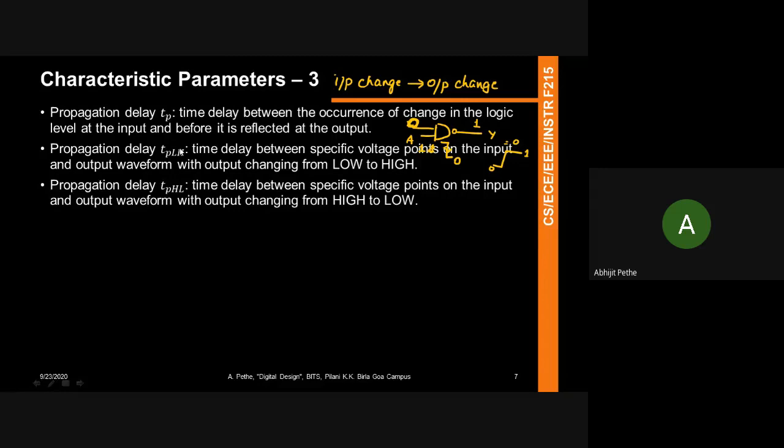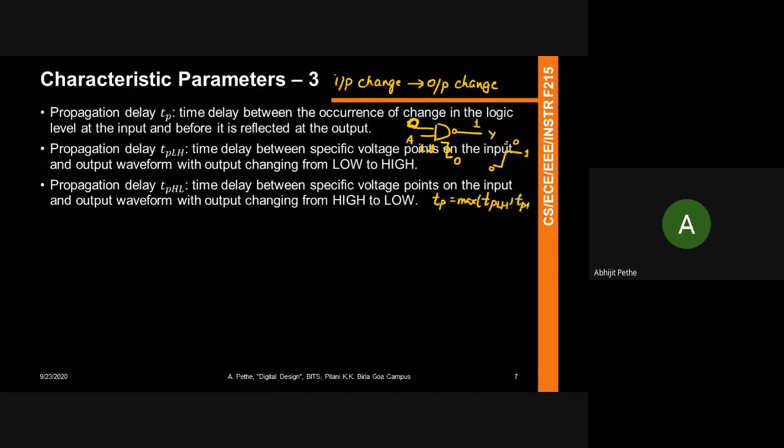Remember, LH is when the output transitions from low to high, and HL is when the output transitions from high to low. So normally when we talk about TP, we'll take the average of these two and give it as a TP, or we'll take the worst case. If you're a cautious designer, I would say my TP is going to be the maximum of TP-LH, comma, TP-HL, because I want to ensure that I'm not making any mistakes if I'm just going to use TP. Or I might say, okay, I don't care, I might have some issues, but let me just take it as the average.